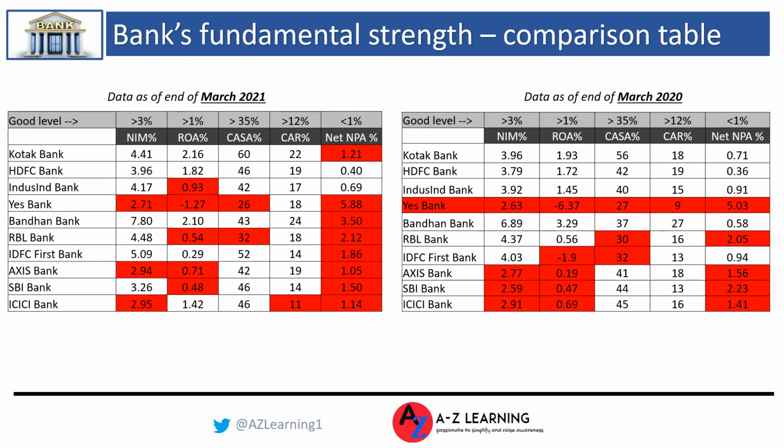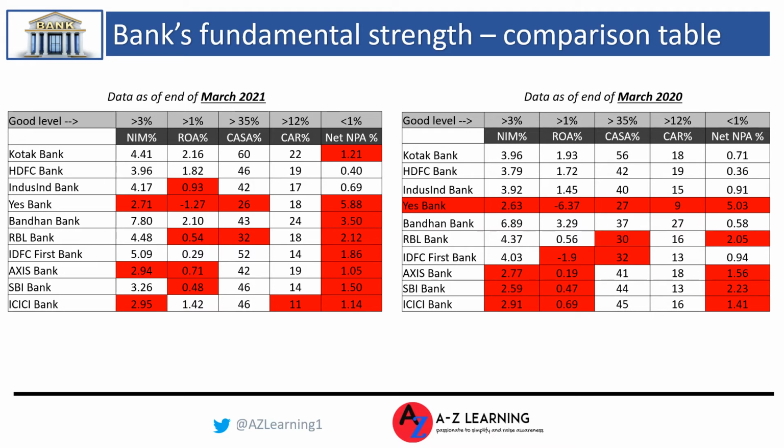So those are the good levels captured for you in the first row of that table. And then we have looked at 10 main banks: Kotak Bank, HDFC Bank, IndusInd Bank, Yes Bank, Bandhan Bank, RBL Bank, IDFC First Bank, Axis Bank, SBI Bank, and ICICI Bank. So these are the 10 banks that we are going to be looking at.